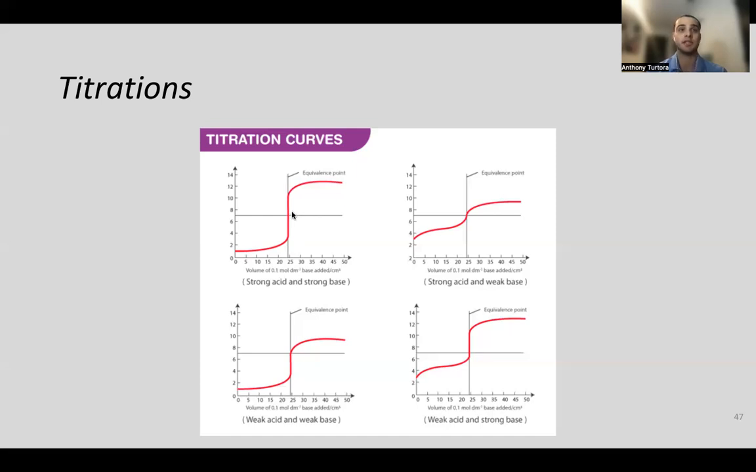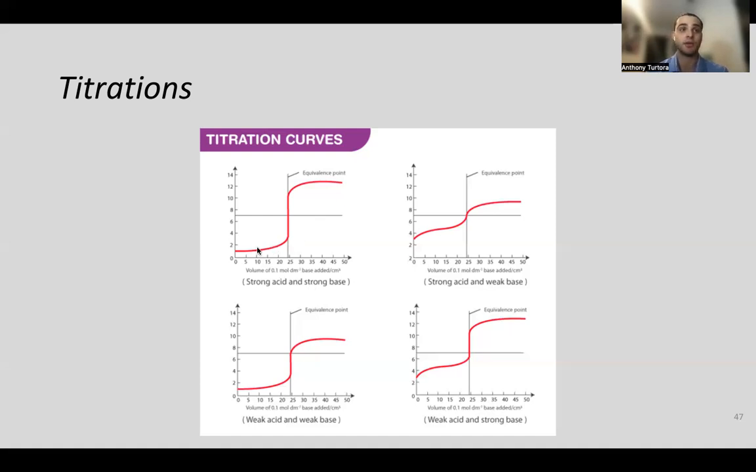This is exactly the same. We know that exactly the same amount has been added in order to neutralize that reaction. So we have exactly the same amount of strong acid, and we have the same amount of strong base as well.